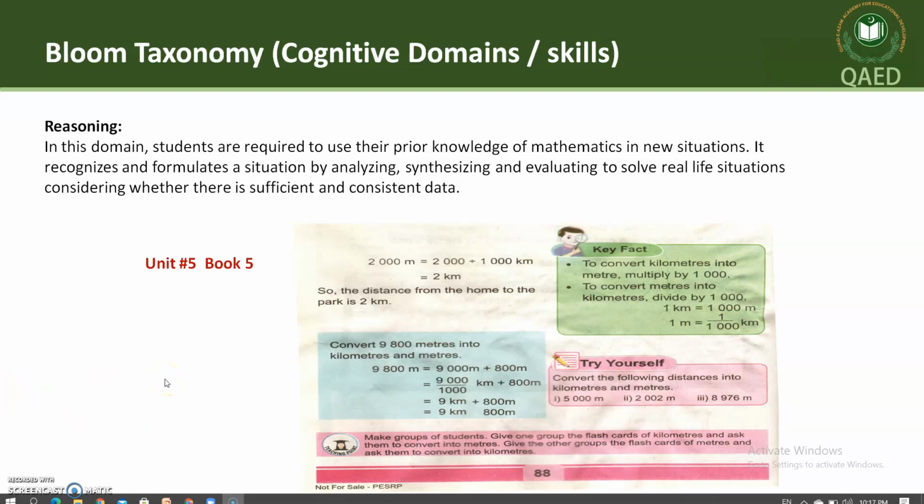So if you have any question, we apply the reasoning approach here.